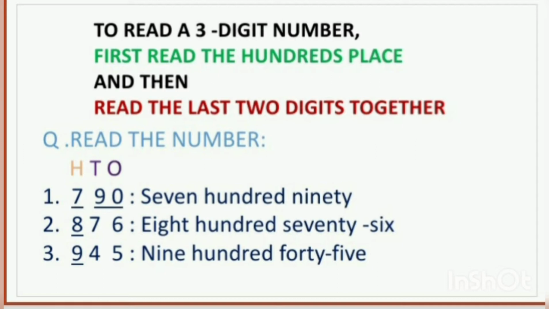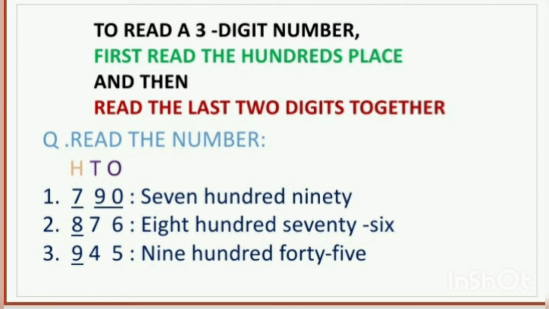So the digit given in hundreds place is 8. First step, you will write the number as 800, and the second step, combine the last two digits, 76, that becomes 76. So here the number becomes 876.